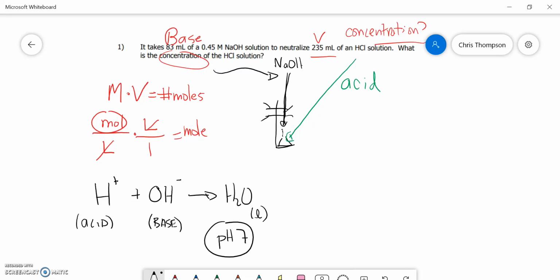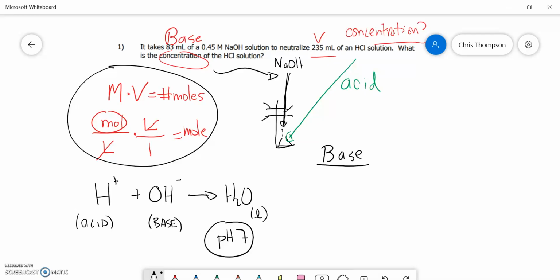So we have this data. We want to know what's the concentration given my information. So if I go back to my equation here, and I apply that just to my base, I know both pieces of information. I know its concentration is 0.45 moles. Excuse me, that's the molarity, so it's my ratio. And I know that my volume is 83 milliliters. Well, remember in my definition of molarity, it's moles per liter. So I've got to turn 83 milliliters into liters.